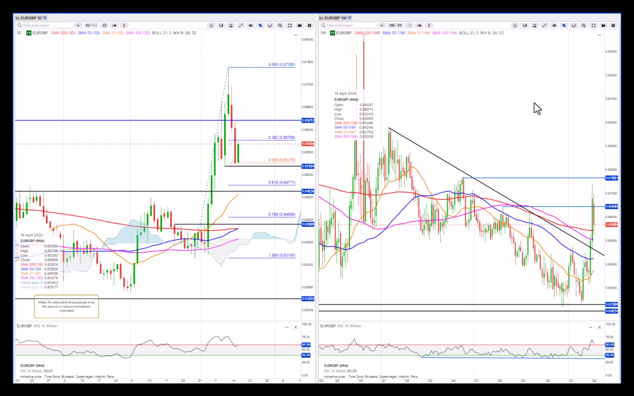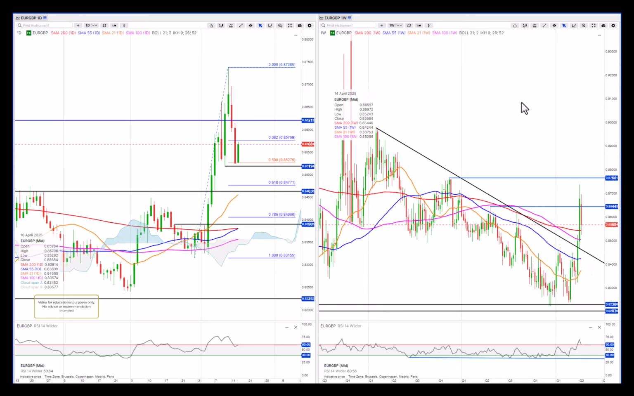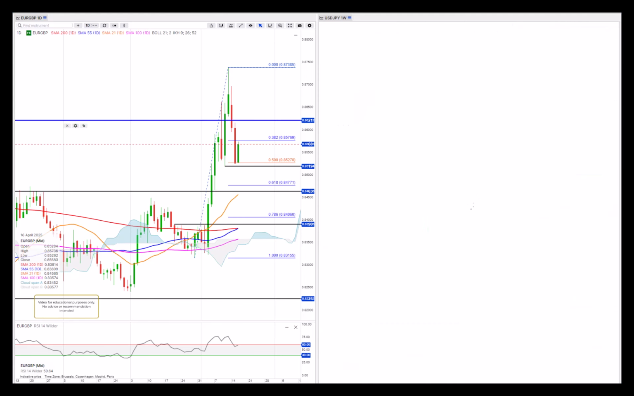It's not advice. There are no certainties in this. If it starts pushing higher here, back above 86.25, then I think we'll see a new high towards 87.60 and 88. Dollar yen, excuse me.